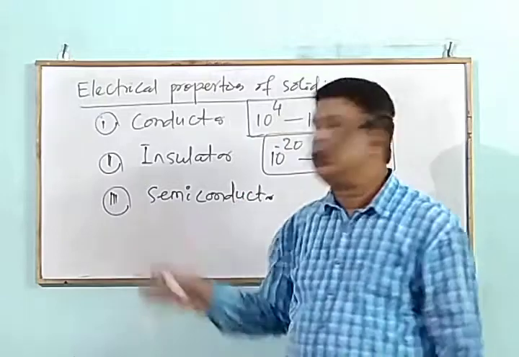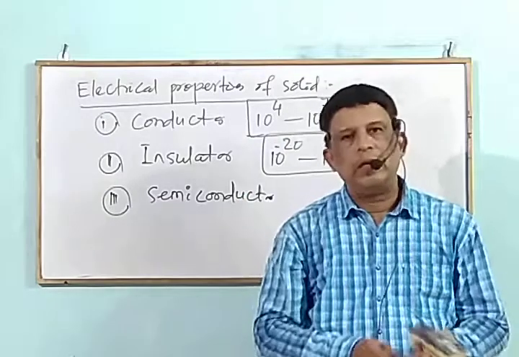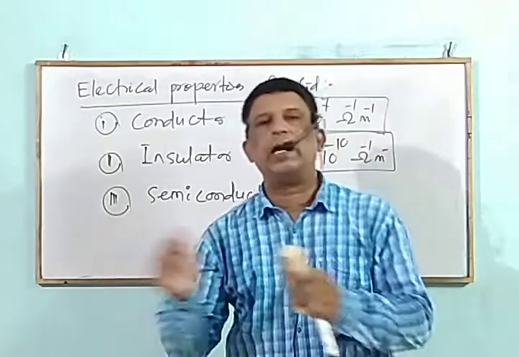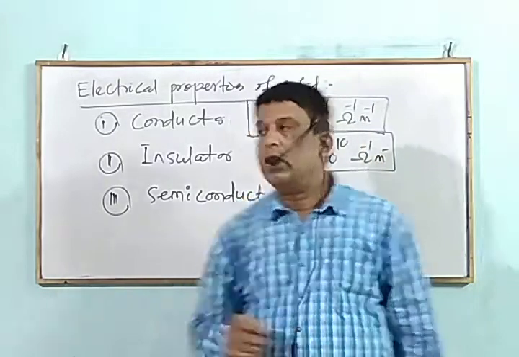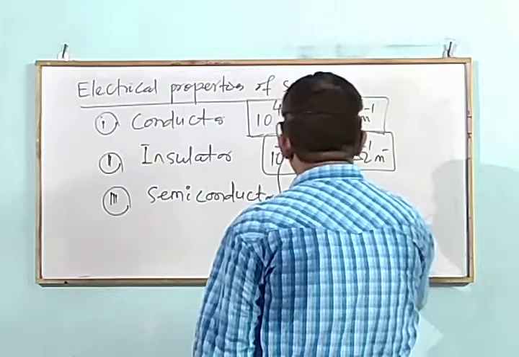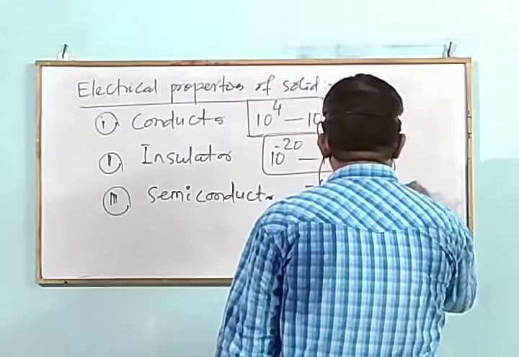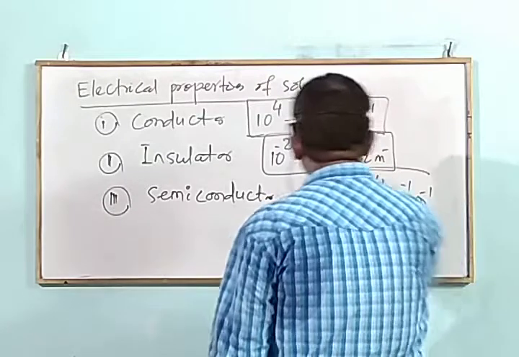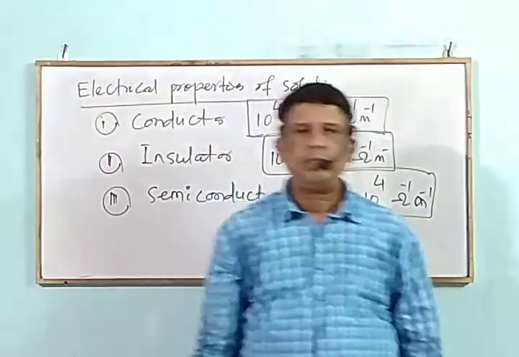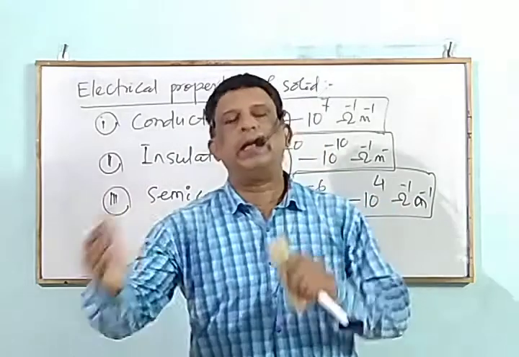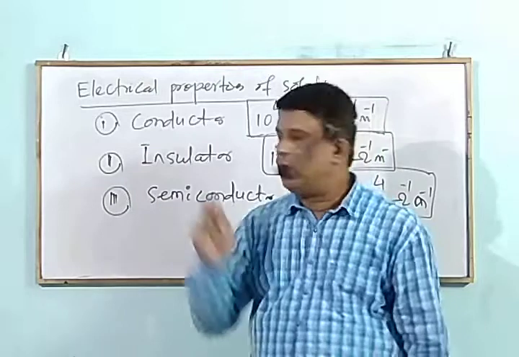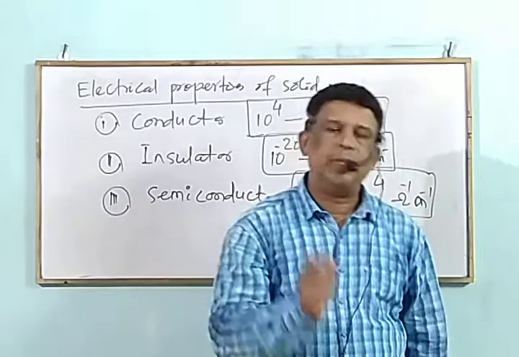Move to the third one, that is semiconductor. That means the solid whose conductivity lies between conductor and insulator. That means whose conductivity range lies between 10 to the power minus 6 to 10 to the power 4 ohm inverse meter inverse, then these come under the semiconductor. So depending upon the conductivity range, solids are classified into conductor, insulator and semiconductor.